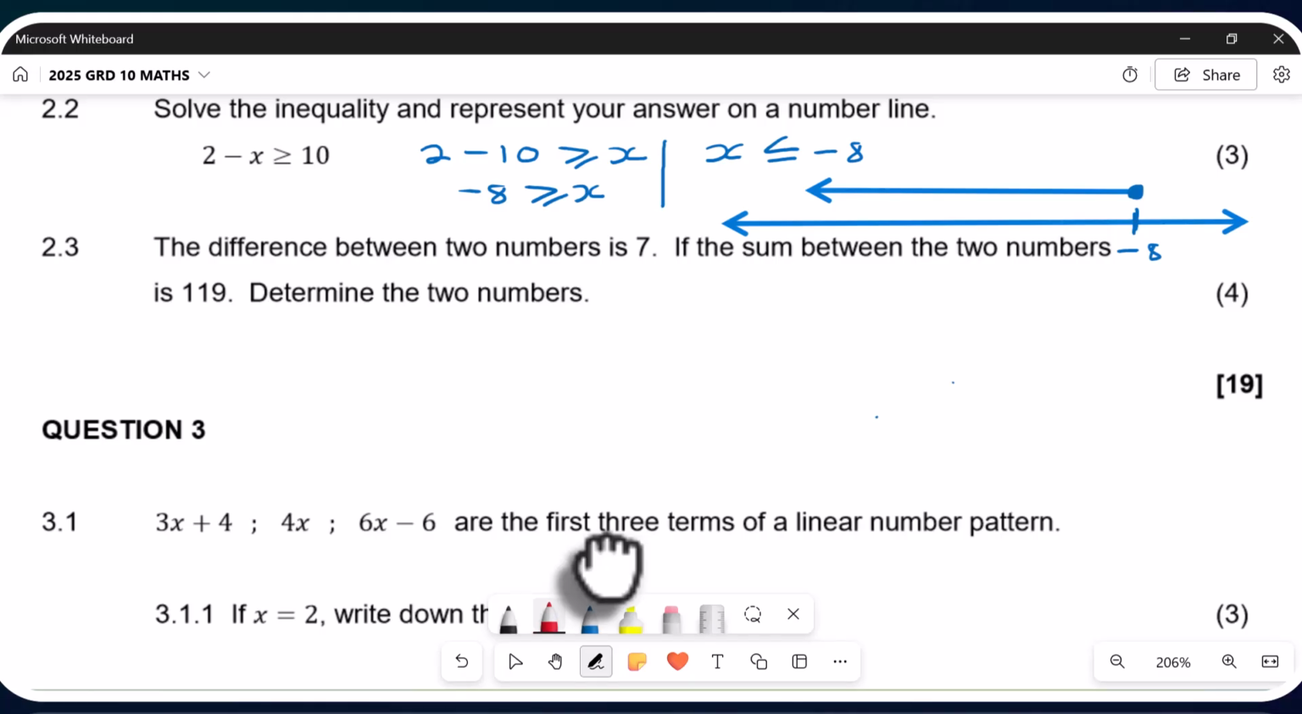Can we represent the two numbers as x and y? Our first term is what? It is 10, right? And what about our common difference? Negative 2.